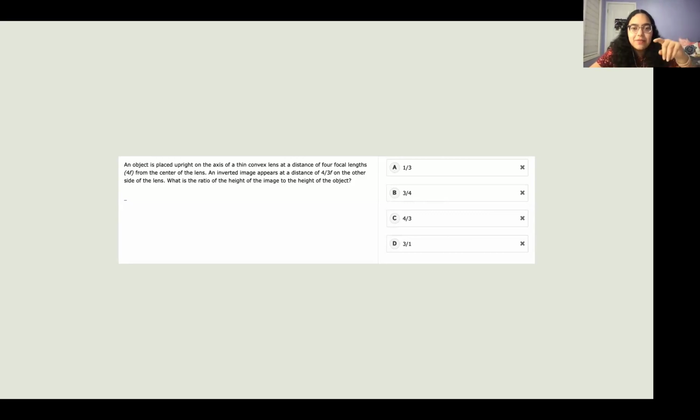You're dividing image by object, so 4/3 divided by 4, and you get the ratio of the height of the image to the height of the object. So you still want to do image over object both times. In terms of the negative in the equation, it's because your image is inverted technically. If you're keeping track of the negatives, but you can also see that none of the options have a negative, so you don't really have to worry about that in this case.